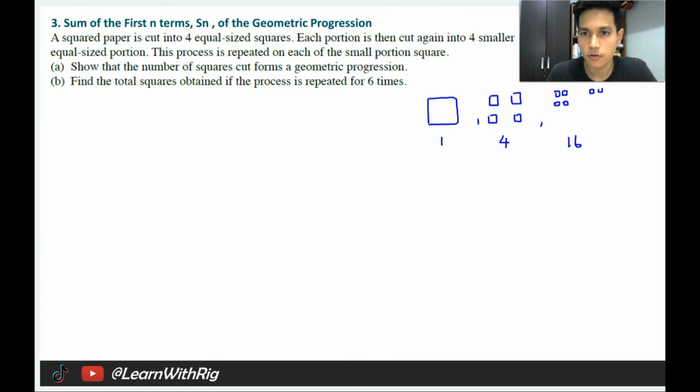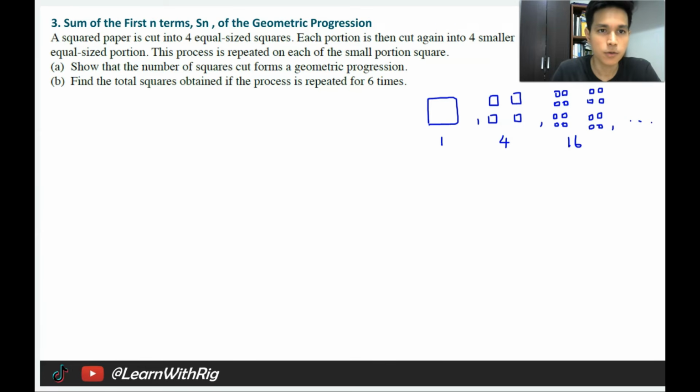Here I have another 4. Here we have another 4. And here we have another 4. So total you have 16. So the sequence will continue. It goes on like this. So now you already form your sequence.